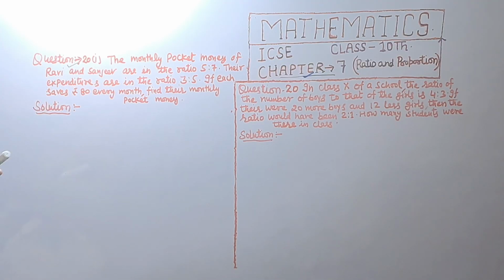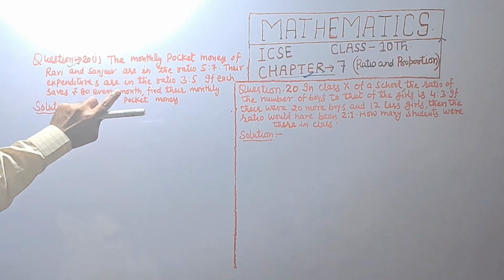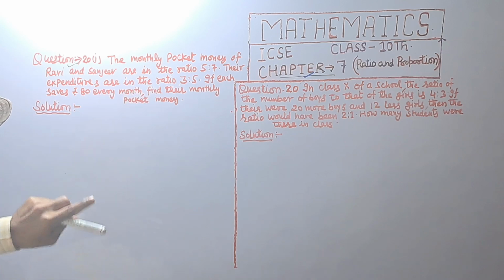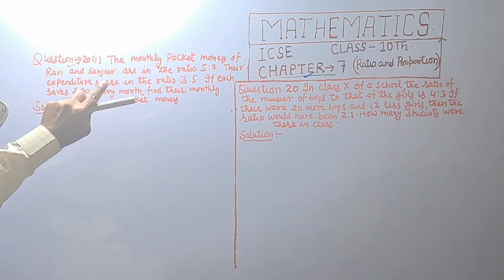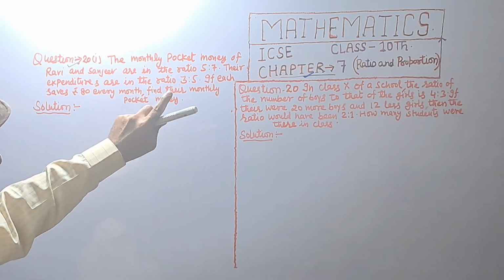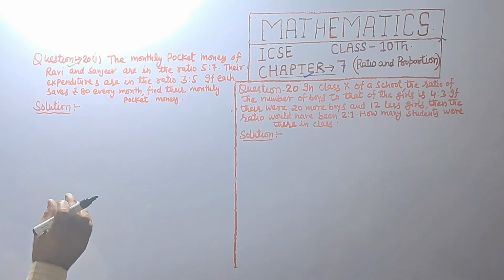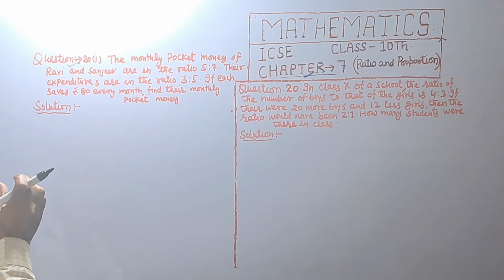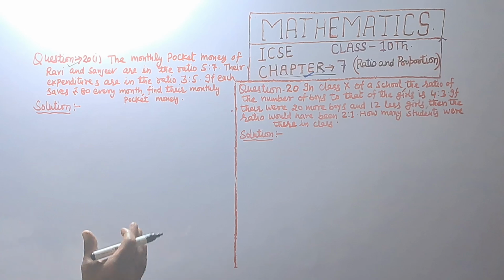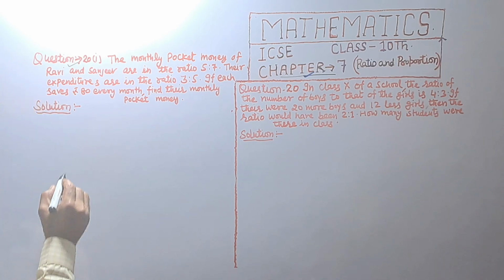Question number 20, first part. The monthly pocket money of Rabi and Sanjeev are in the ratio 5:7. Their expenditures are in the ratio 3:5. If each saves rupees 80 every month, find their monthly pocket money.